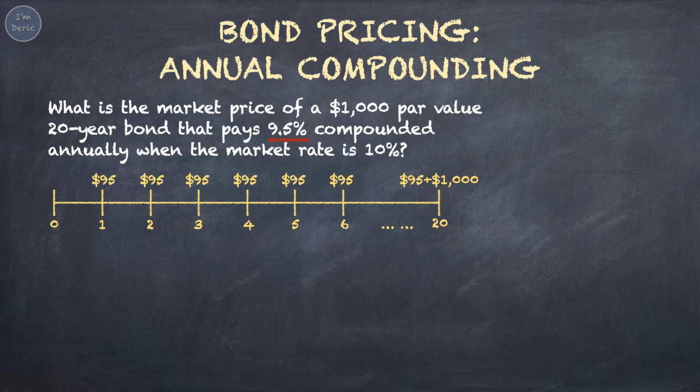9.5% is the coupon interest rate. You will have to convert it into dollars by multiplying it with the par value. Therefore, your coupon interest payment is $95.